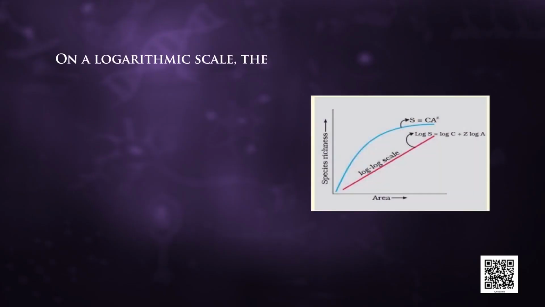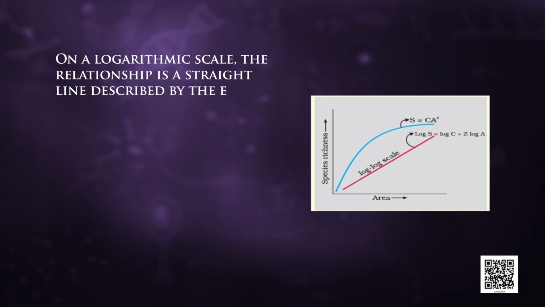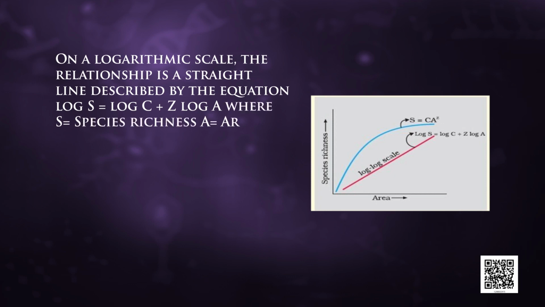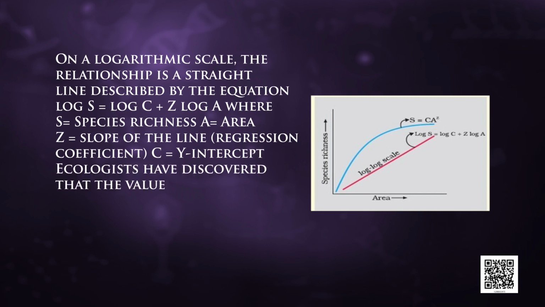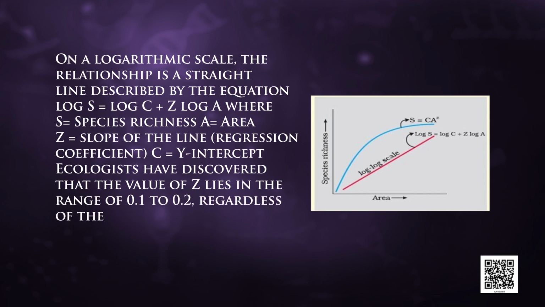On a logarithmic scale, the relationship is a straight line described by the equation log S = log C + Z log A, where S stands for species richness, A stands for area, Z stands for the slope of the line or the regression coefficient, and C stands for the Y-intercept. Ecologists have discovered that the value of Z lies in the range of 0.1 to 0.2, regardless of the taxonomic group or the region, whether it is plants in Britain, birds in California, or mollusks in New York state. The slopes of the regression lines are amazingly similar.